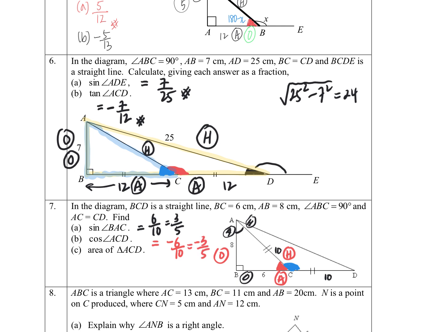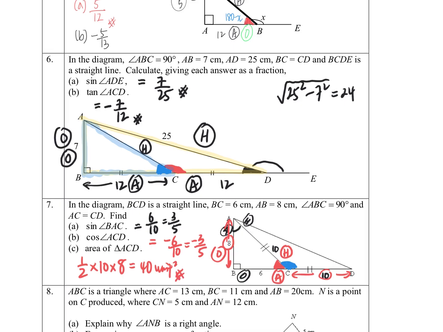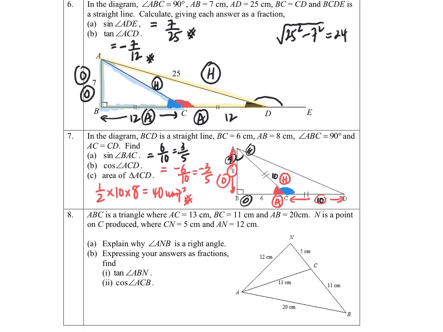Area of ACD, half times base times height. The base is 10. The perpendicular height is 8. So half times 10 times 8. So 40 units square. Wait, you said these kinds of questions, right? This is the standard question for Pythagoras. For trigo ratio.